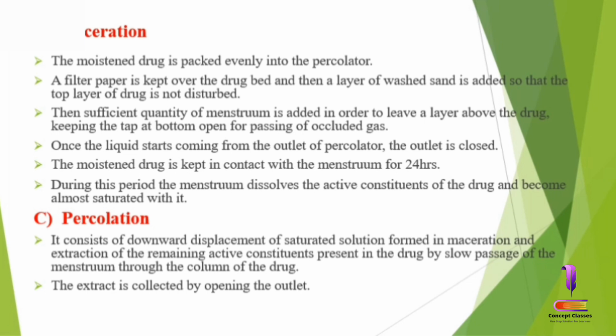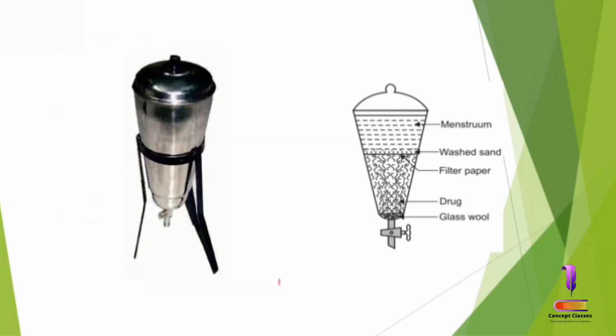of the drug. So if there are any leftover phytoconstituents, during this passage of the menstruum through the column of the drug, it will extract the remaining active constituents, and this extract is collected by opening the outlet. So this was the whole process of a percolator. So here are some pictures of the percolator.